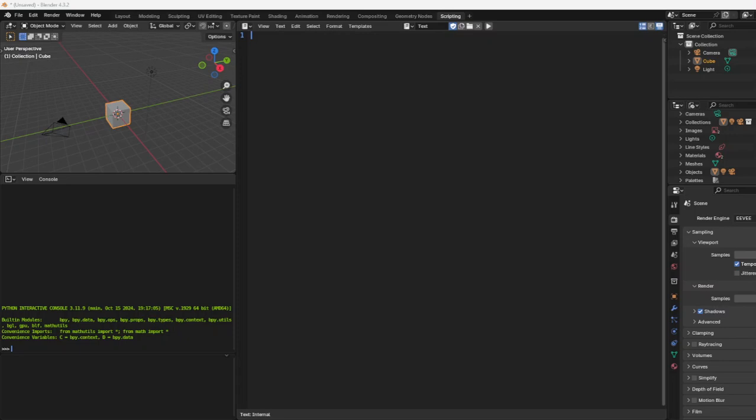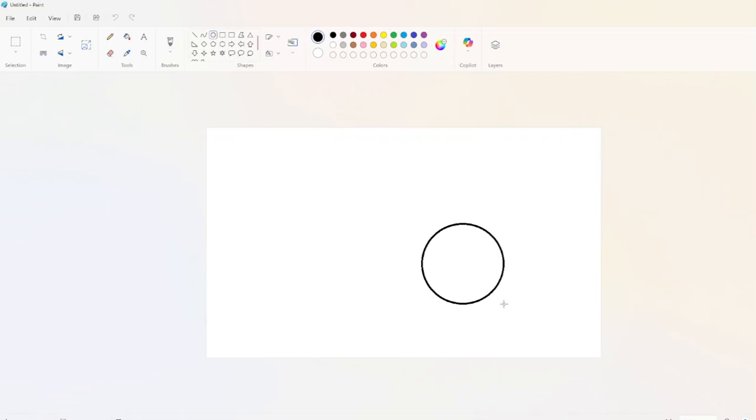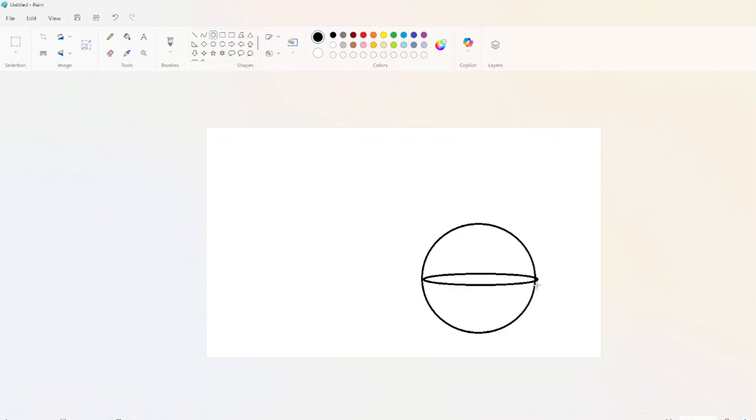So I'm going to draw it real quick. I'm going to use Microsoft Paint. It's not the best, but it'll work. So it's going to be a circle over here. It's a spherical shape. It's a spherical model. So the circle, we're going to add the equator, like if this was a globe.